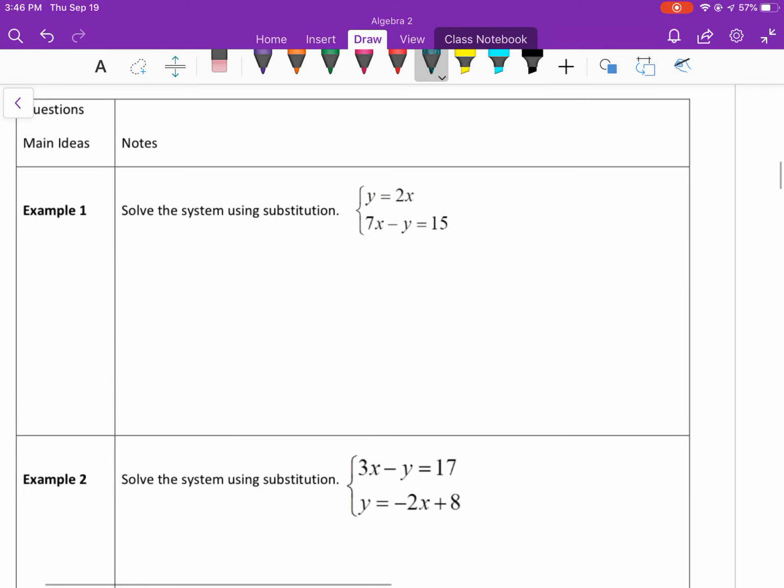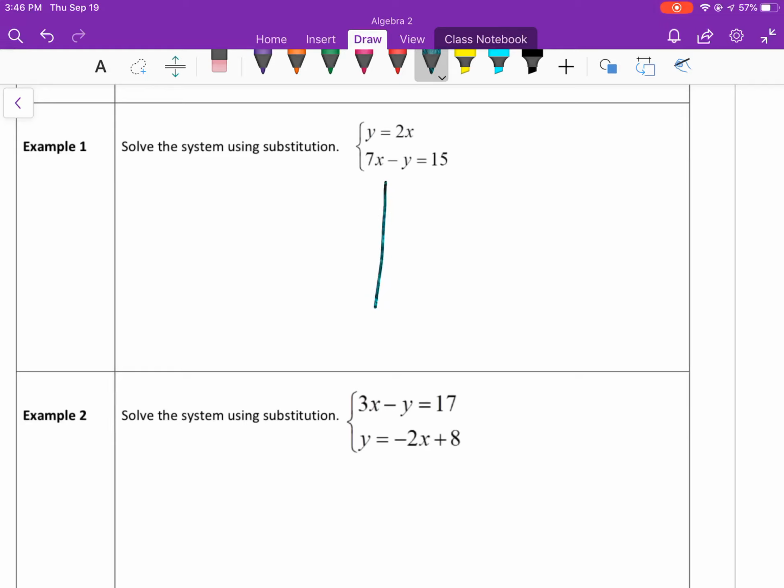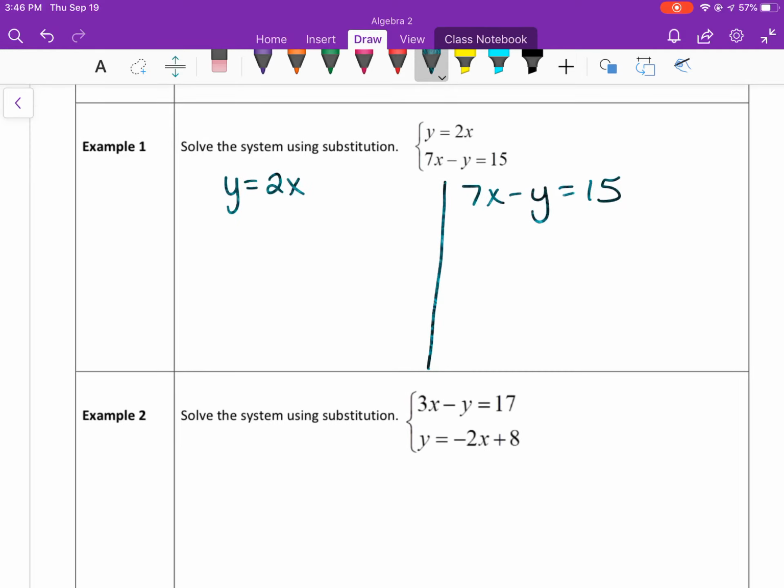So first, to do substitution, I set it up horizontally, and it helps me keep myself organized. So I set it up by putting the first equation on the left side and then the second equation on the right here. And then in order to do substitution, you have to have one variable isolated, which means you want to either have y equals or you have x equals. If you have y equals, then you're going to substitute it or replace it for the y. If you have x equals, then you would replace it for the x.